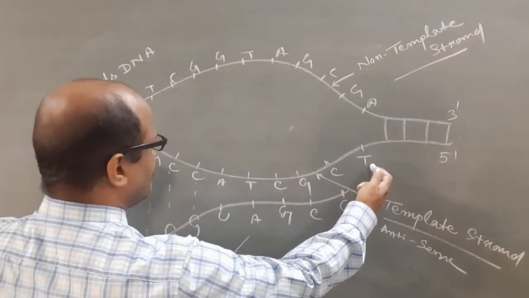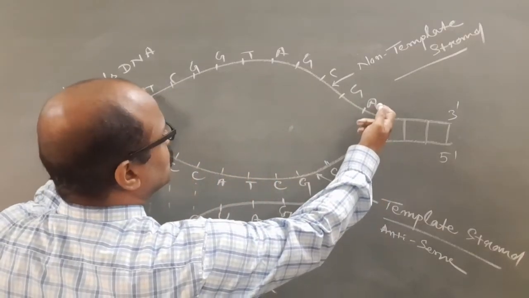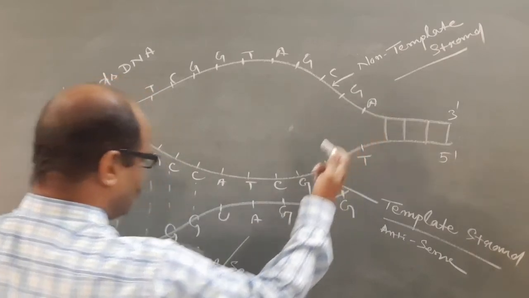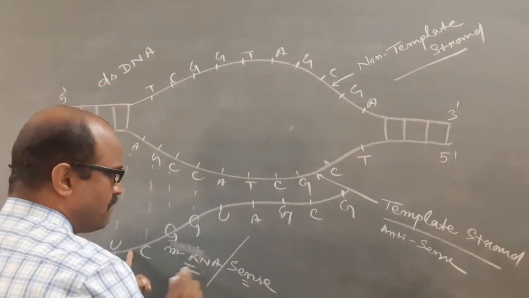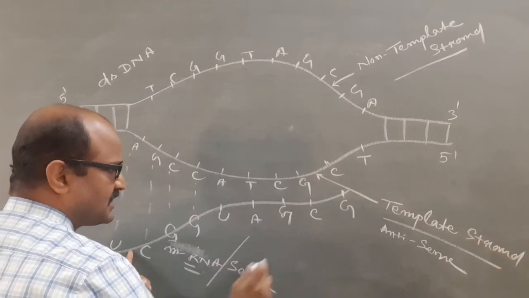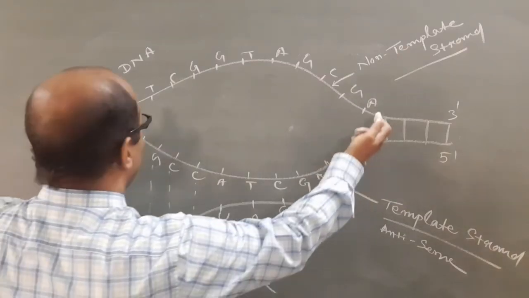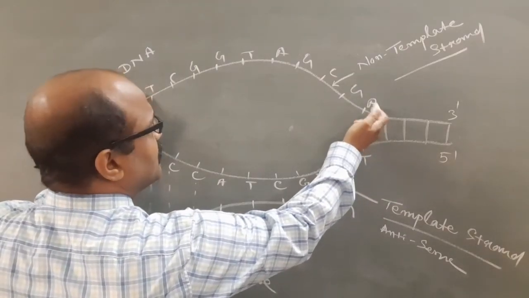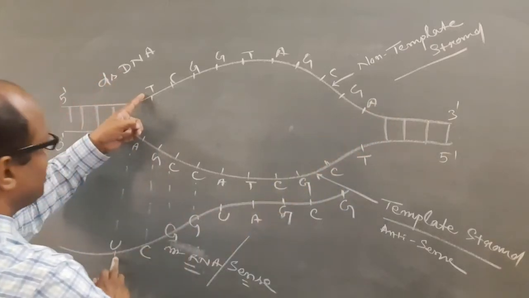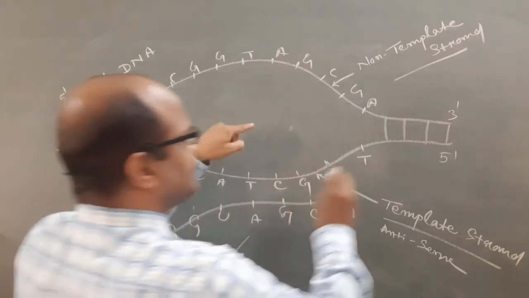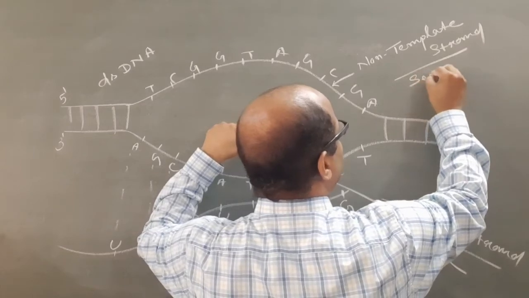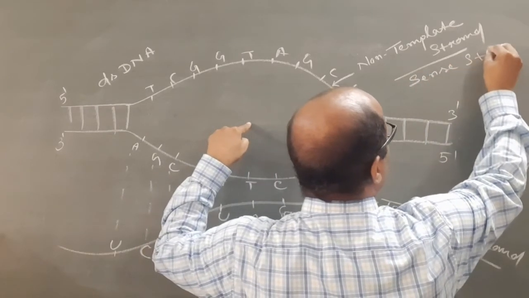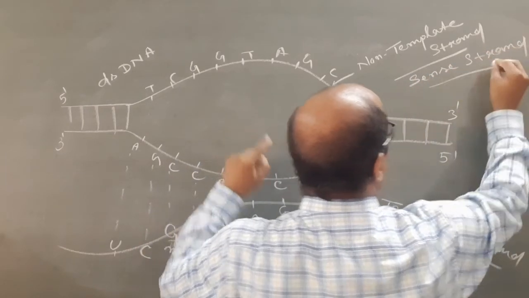And this sequence, which is complementary to the non-template strand, or the sequence of the mRNA, the sense RNA, is similar to the non-template strand except U and T. That's why this is known as the sense strand. This is the sense strand.